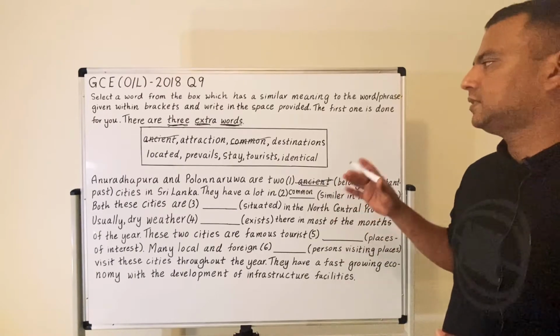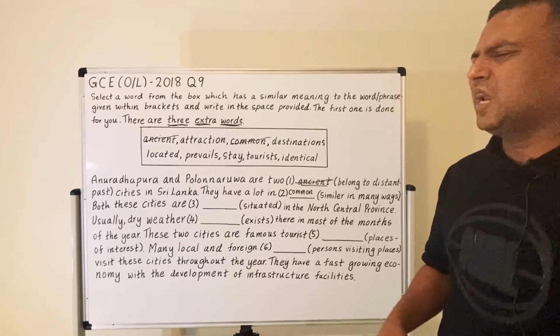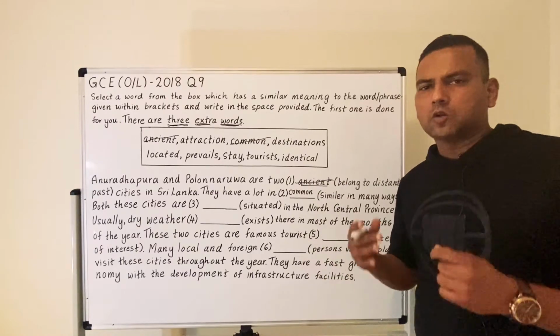Destination is end of line. Okay, I'm guessing the governor. Located, yeah, located. So obviously located talks about a location.